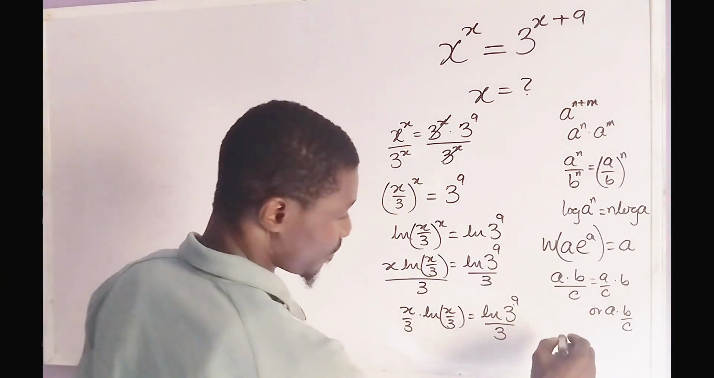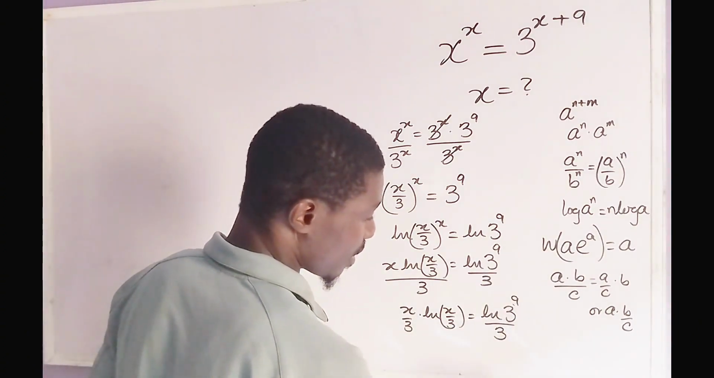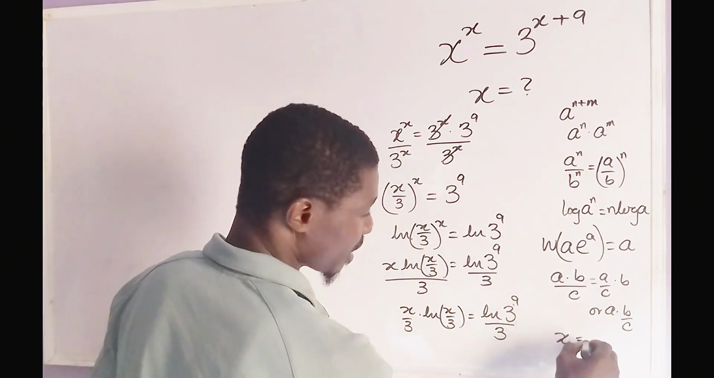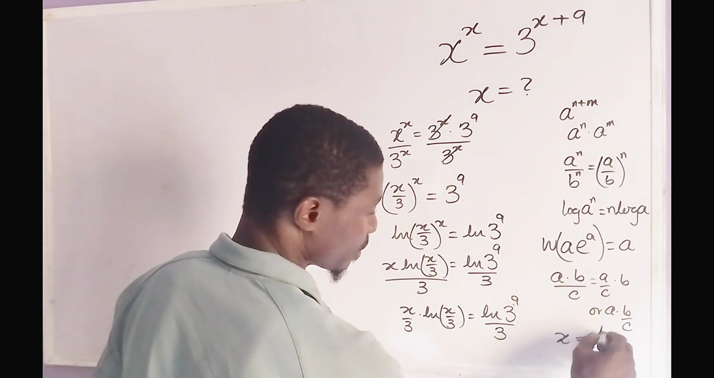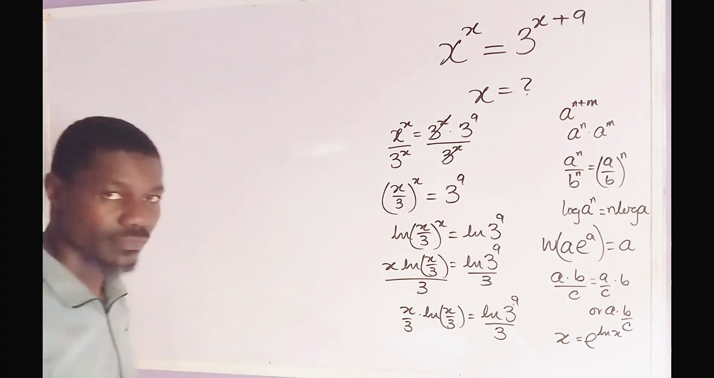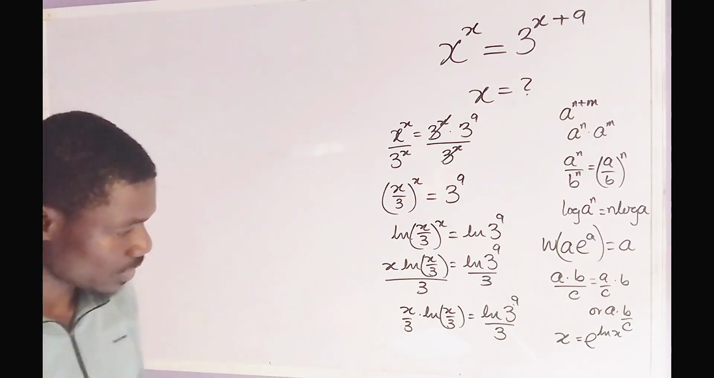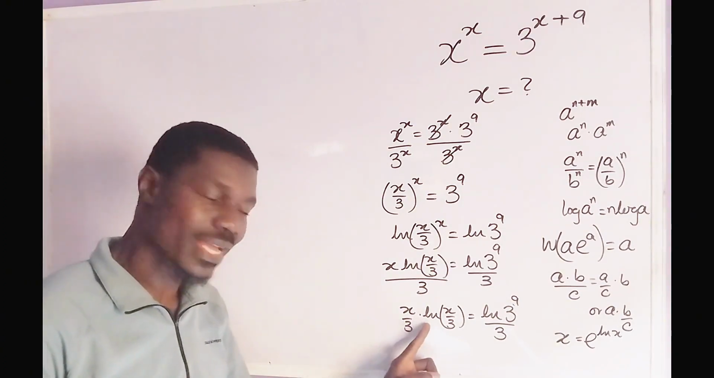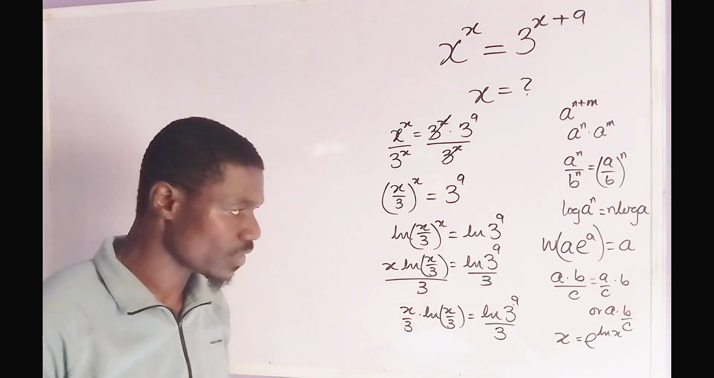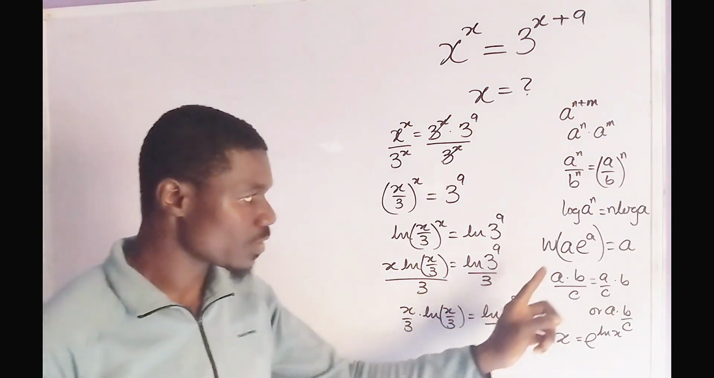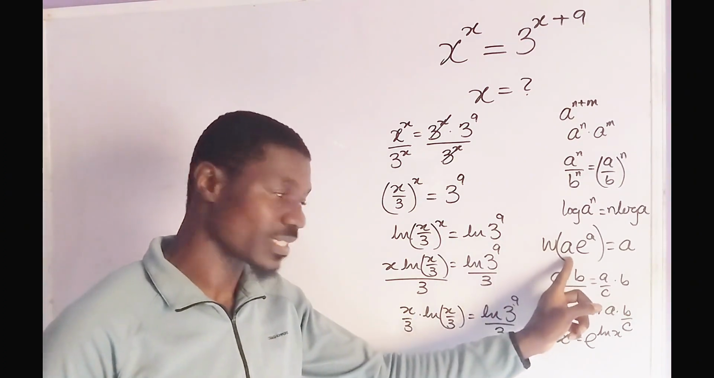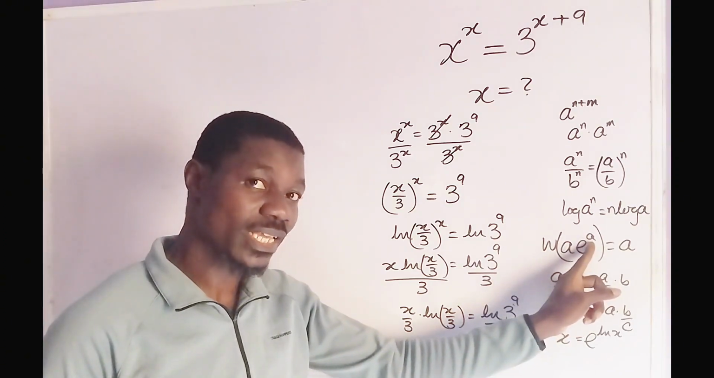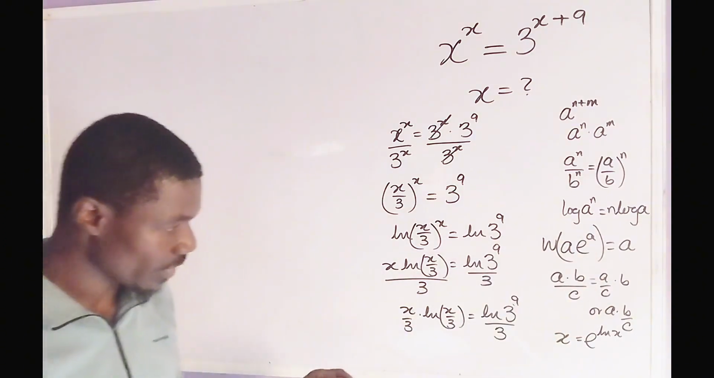If you have x, it can also be written as e raised to the power of what? ln x. Okay, now you can see that we have x all over 3 here, and here we have ln x all over 3. It's very important that whatever base we have here must be the same as the exponent here. Okay, now how then do we do that?